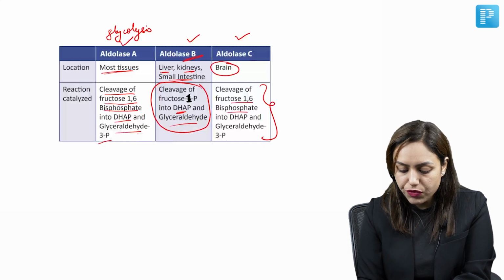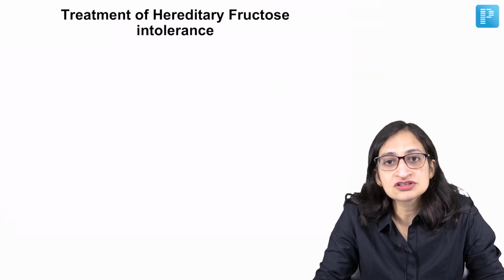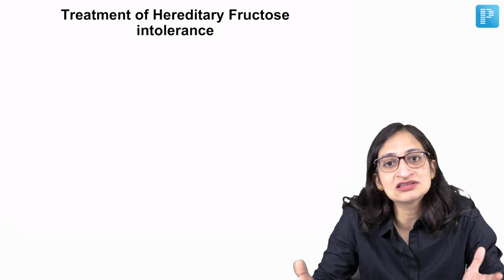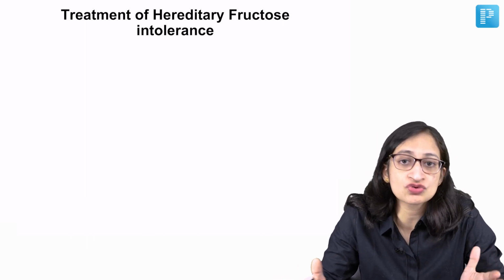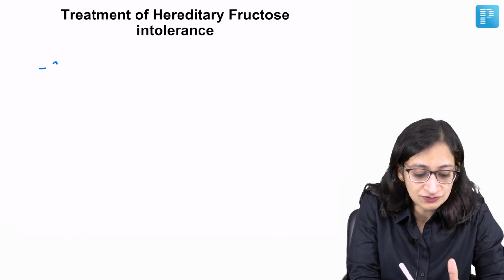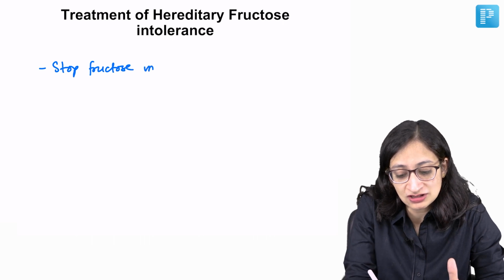Fructose 1,6-bisphosphate into DHAP and glyceraldehyde 3-phosphate, right? Thank you, Dr. Smiley. So moving on to the treatment of hereditary fructose intolerance. As we already said, these children cannot digest fructose. So what we have to do is stop fructose in any form in the diet.